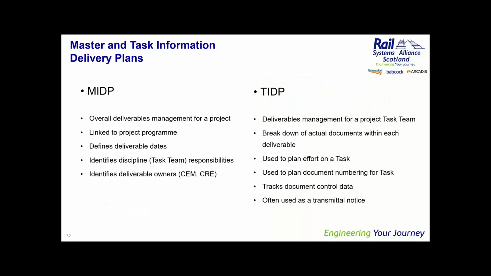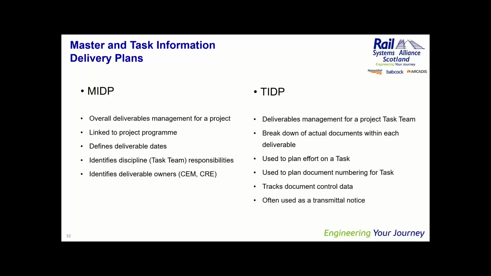The master and task information delivery plans, often termed the MIDP and TIDP. So the master information delivery plan is basically the list of the overall deliverables management for a project. It's definitely linked to a project program. It defines deliverable dates and it identifies responsibilities for those deliverables. What a MIDP might include is something like a specific date and, for example, a Form A and another date and a Form B, and that kind of high level aspects of the program.